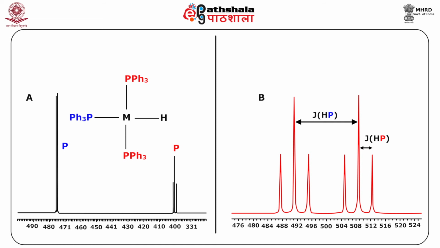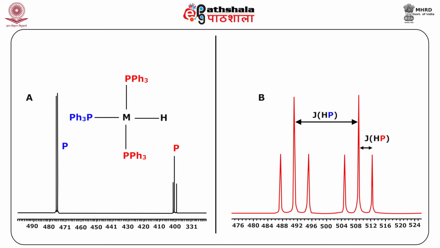Part A of the figure shows the 31P NMR, whereas part B shows the proton NMR spectrum of the square planar complex. The signals due to aromatic protons have been removed in the proton spectrum, so you can only see the hydride signal of the square planar complex.